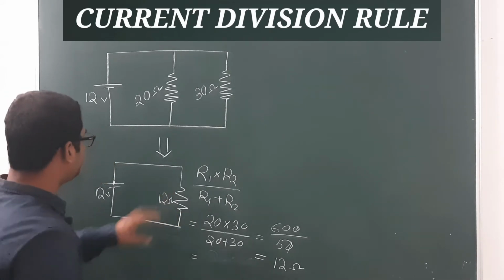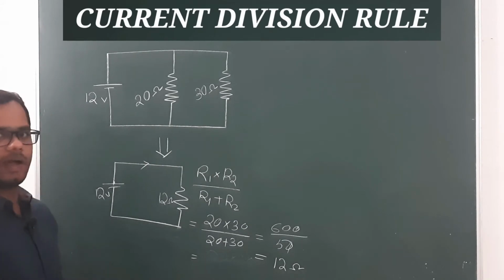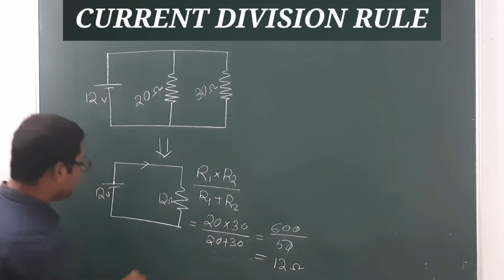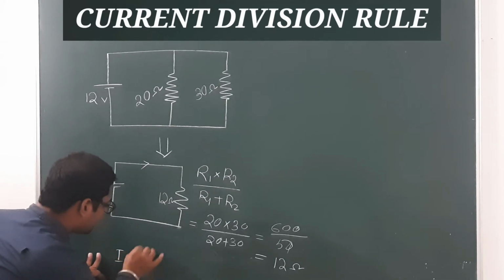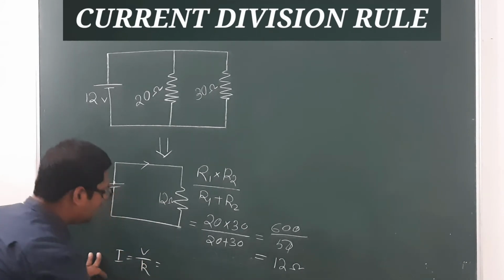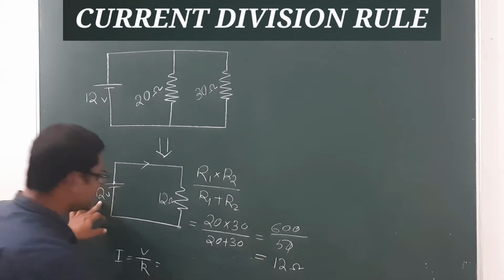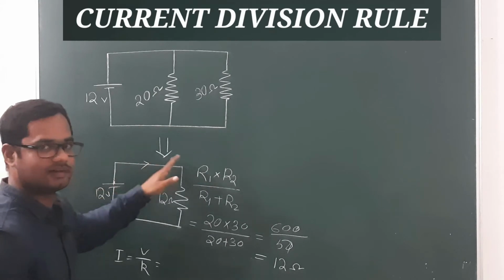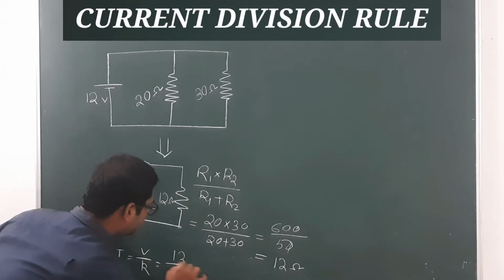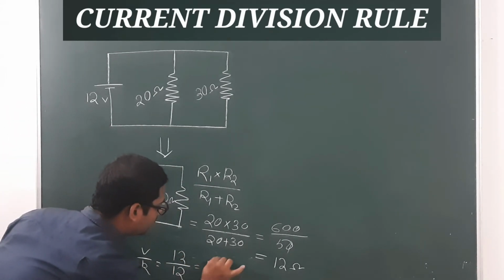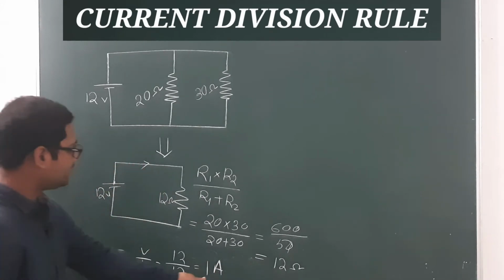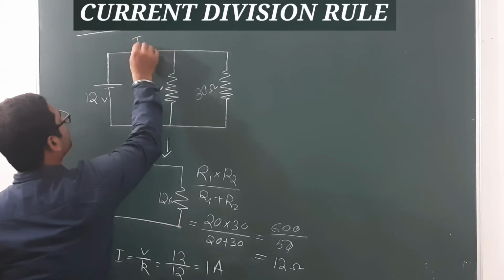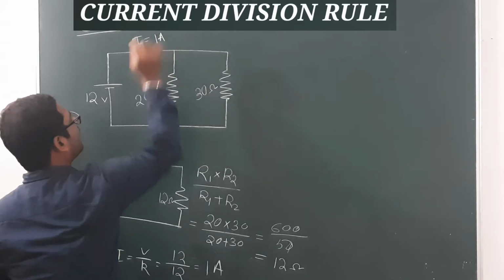If it is 12 ohm, what is the current here? Apply Ohm's law: I equals V by R. The voltage is 12 and the resistance is 12, so interestingly we get the same voltage and resistance. 12 by 12 is 1 ampere. So the source current is 1 ampere.